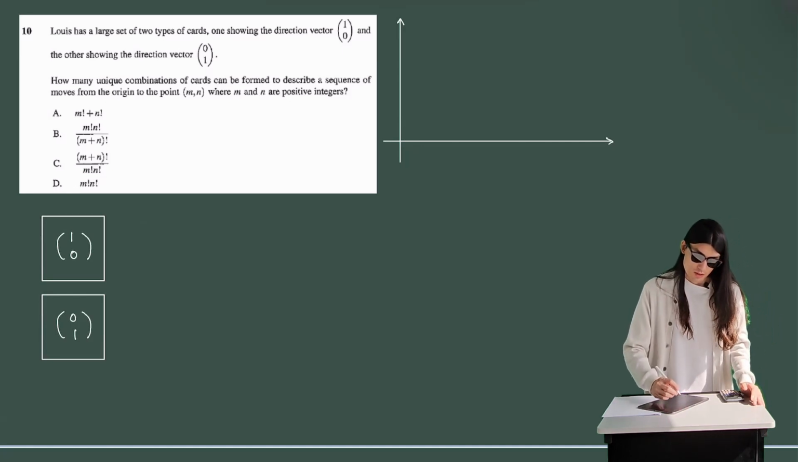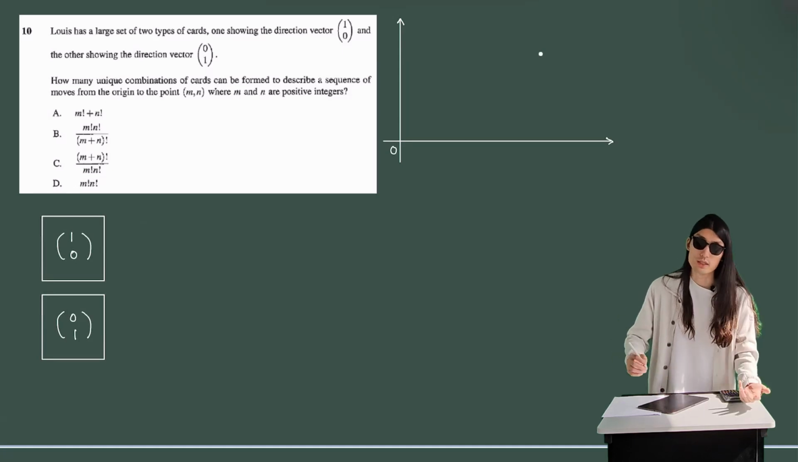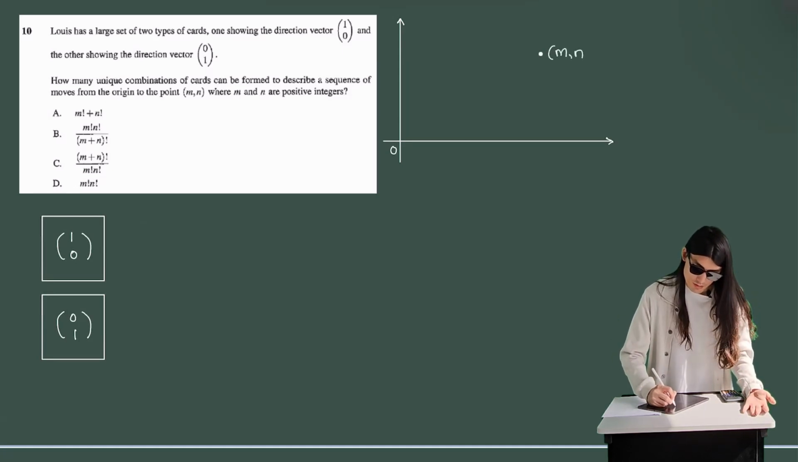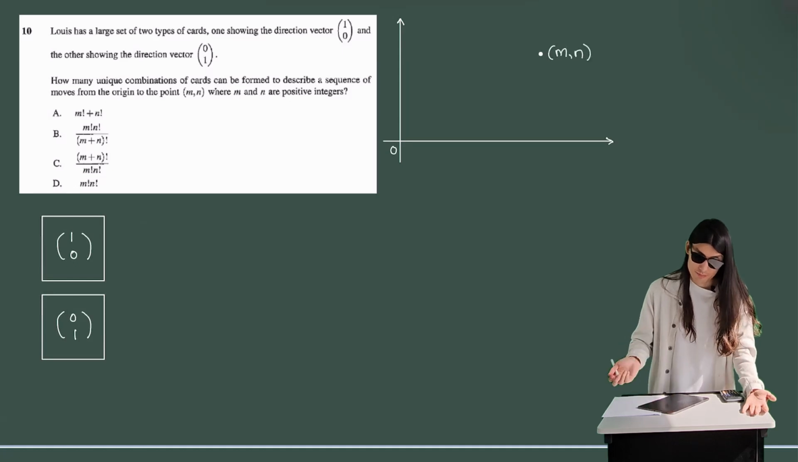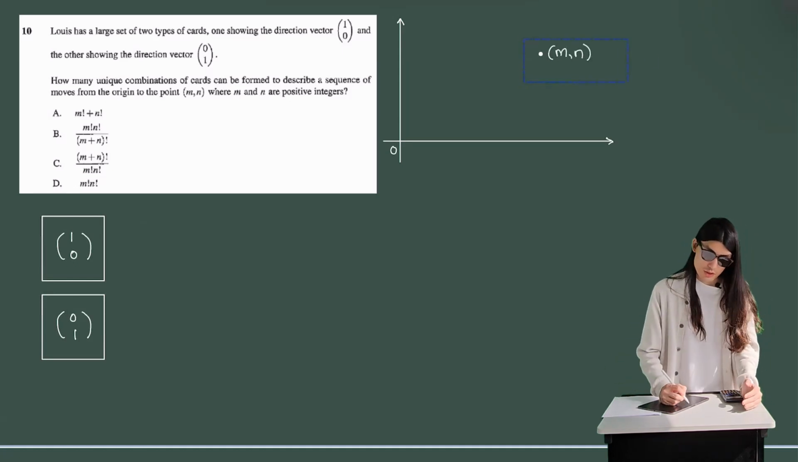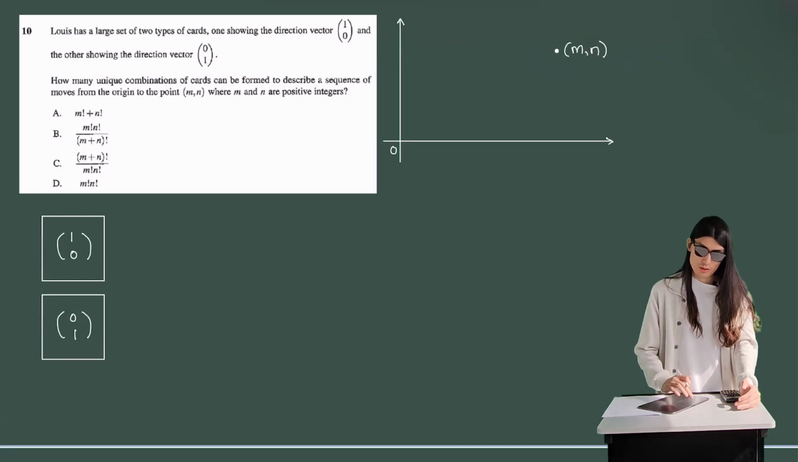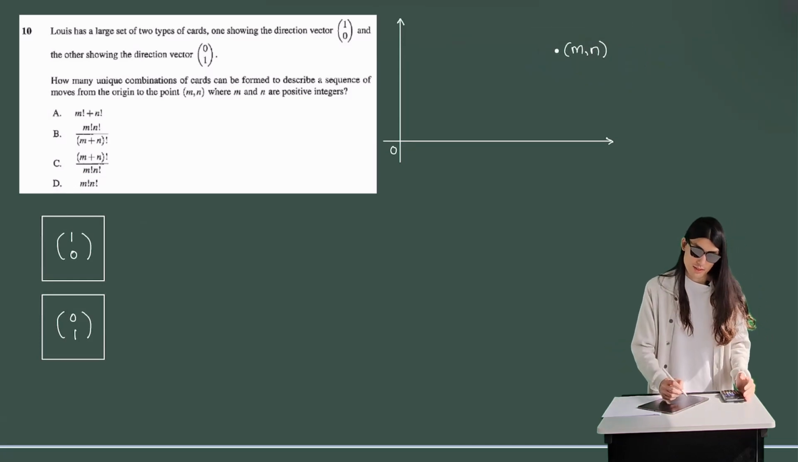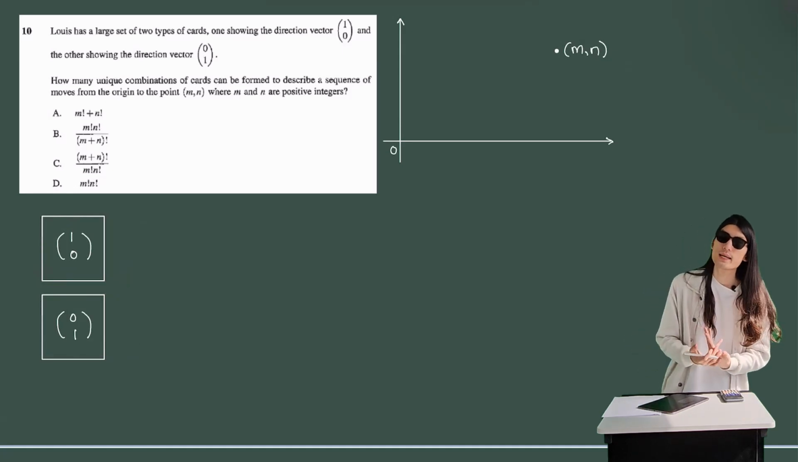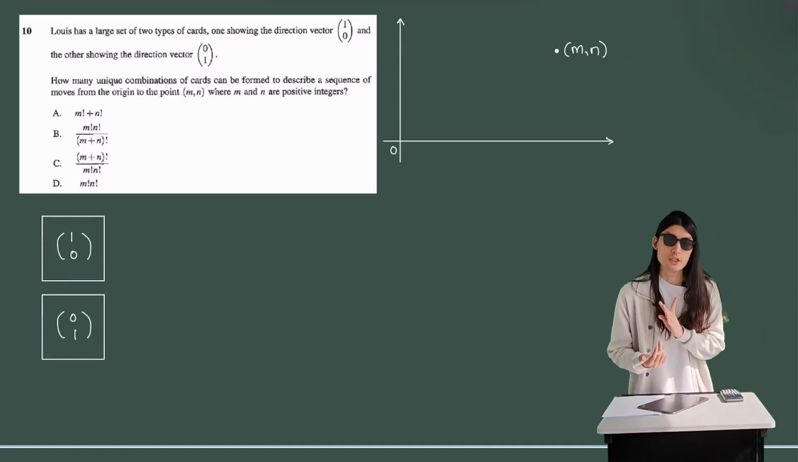So the idea is you're starting at the origin over here, and then you've got this point that's got the coordinates m comma n, where m and n are both positive integers, meaning that that point is going to lie in the first quadrant, isn't it? M comma n. Okay, and what you need to understand about the question is that the two types of cards over here represent some kind of a move on the Cartesian plane, okay?